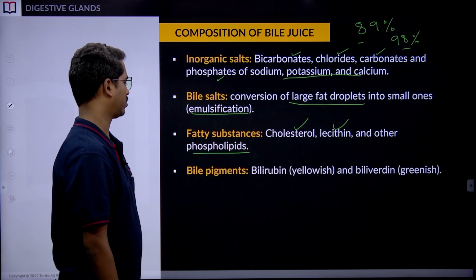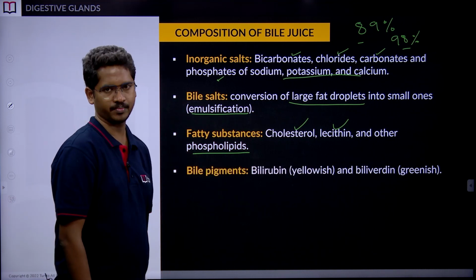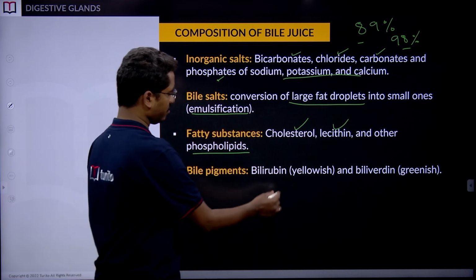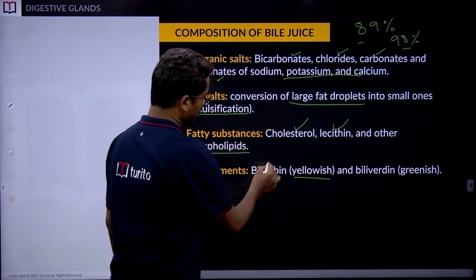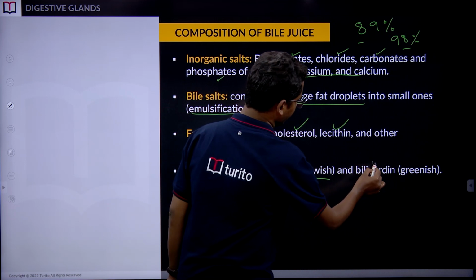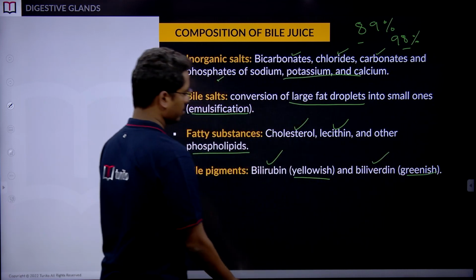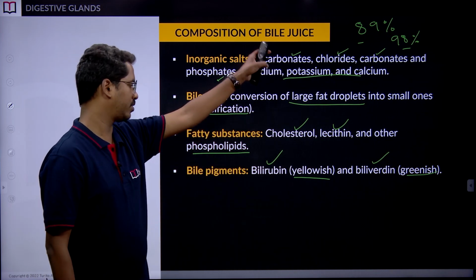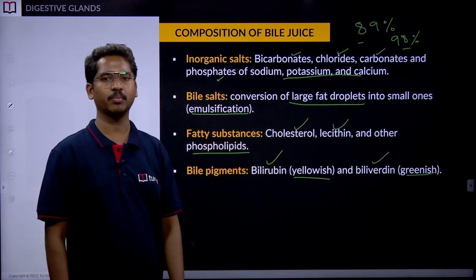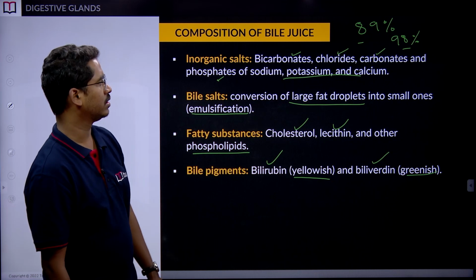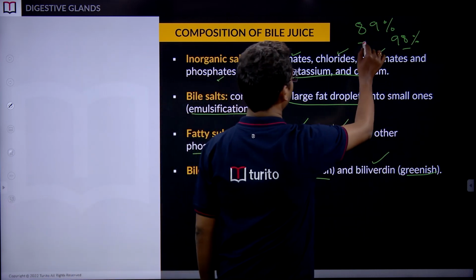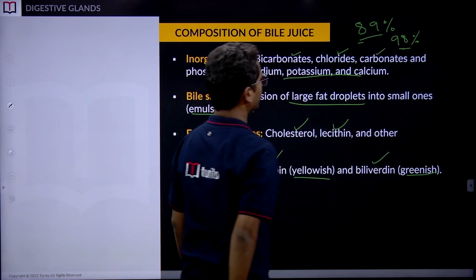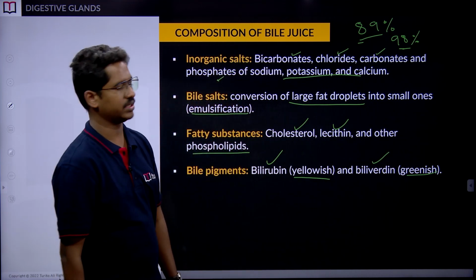Besides inorganic salts, we have bile pigments. That is the reason why it has this color: bilirubin and biliverdin have yellowish and green color respectively. So, these are the remaining components present inside the bile juice, and 89% to 98% is just water.